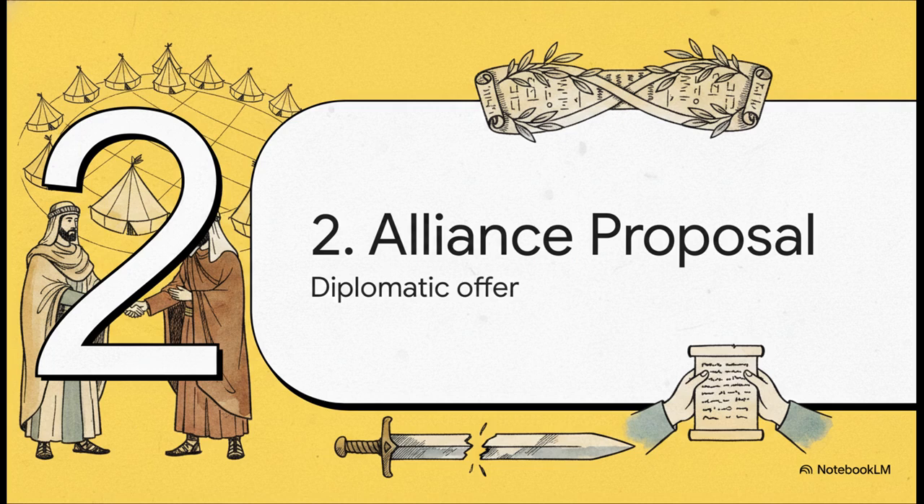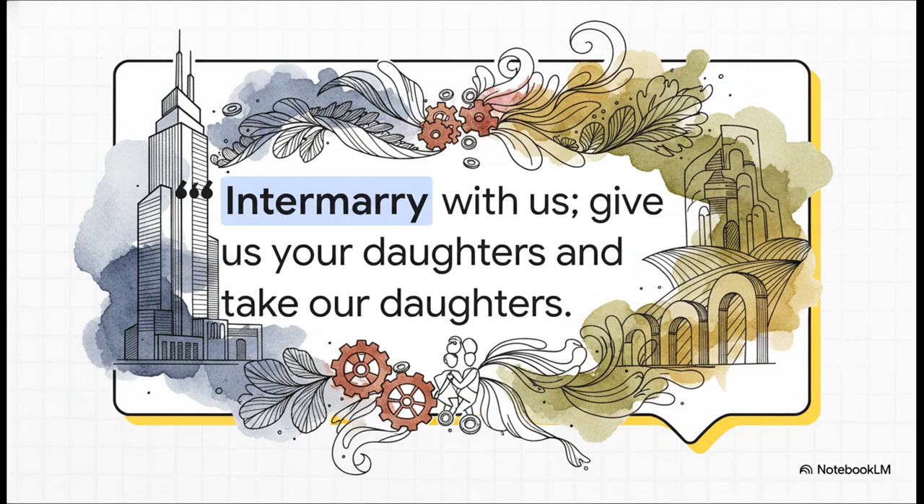Moving on to Section 2, a proposal of alliance. Hamor and Shechem's diplomatic offer. So instead of bracing for a violent confrontation over what just happened, Shechem's father Hamor actually comes out to Jacob's camp to initiate a diplomatic negotiation. He proposes full societal integration. He offers intermarriage, settlement, and completely open trade.